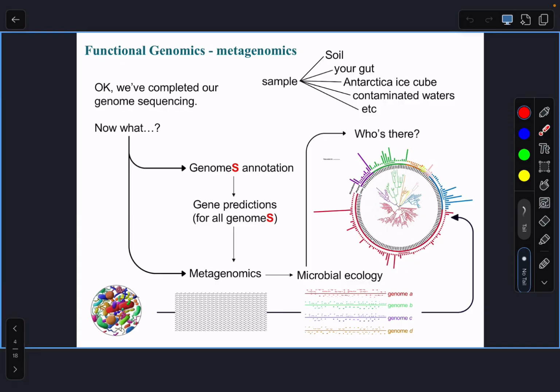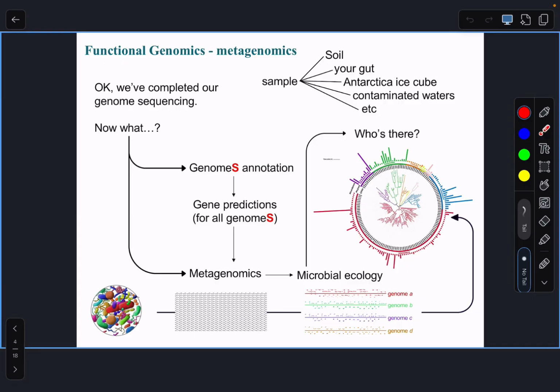Samples from soil, your gut, an ice cube from Antarctica or permafrost. One of the faculty members in our department, Dr. McElprank, studies the microbes that are present in chunks of frozen soil that come from permafrost in the Arctic. It could be from contaminated waters. It could be from anywhere that you can think of and you have a question about.